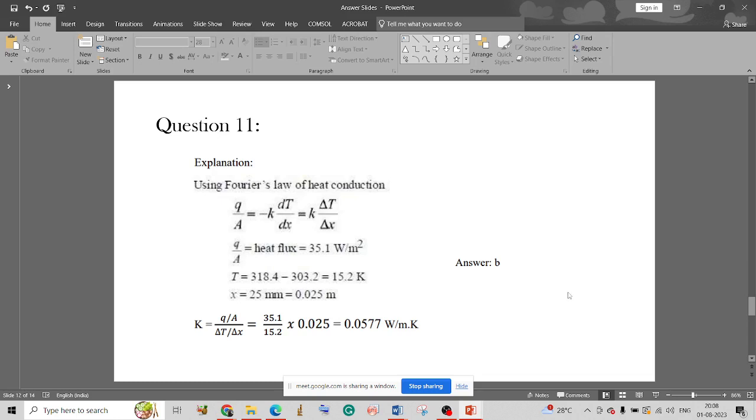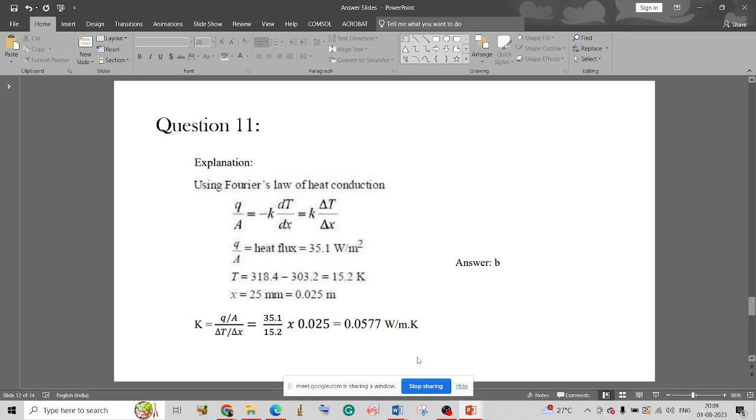Okay, so first we'll use Fourier's law for heat conduction again. So by that, Q upon A is equal to minus k dT/dx, which is equal to k delta T upon delta x. So heat flux is given, that is Q upon area, the heat flowing per unit area, that is 35.1 watt per meter square. It's already given in the question.